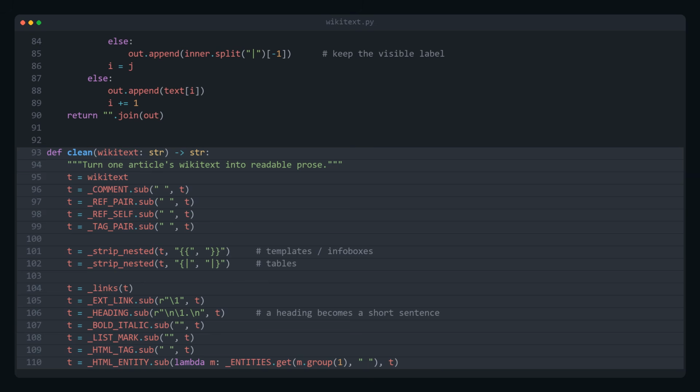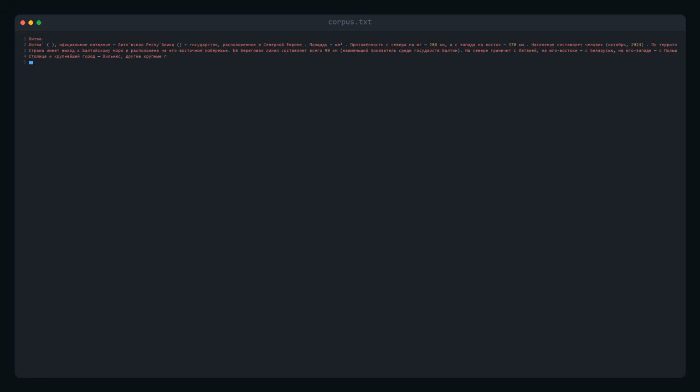From that markup we got 194.3 million characters of clean prose. Let us look at the result with our eyes, not just at the file size. On the left is the start of the Russian corpus, ordinary encyclopedia paragraphs. We check for leftover markup. Across 517.3 million characters, only a handful of double brackets survive.